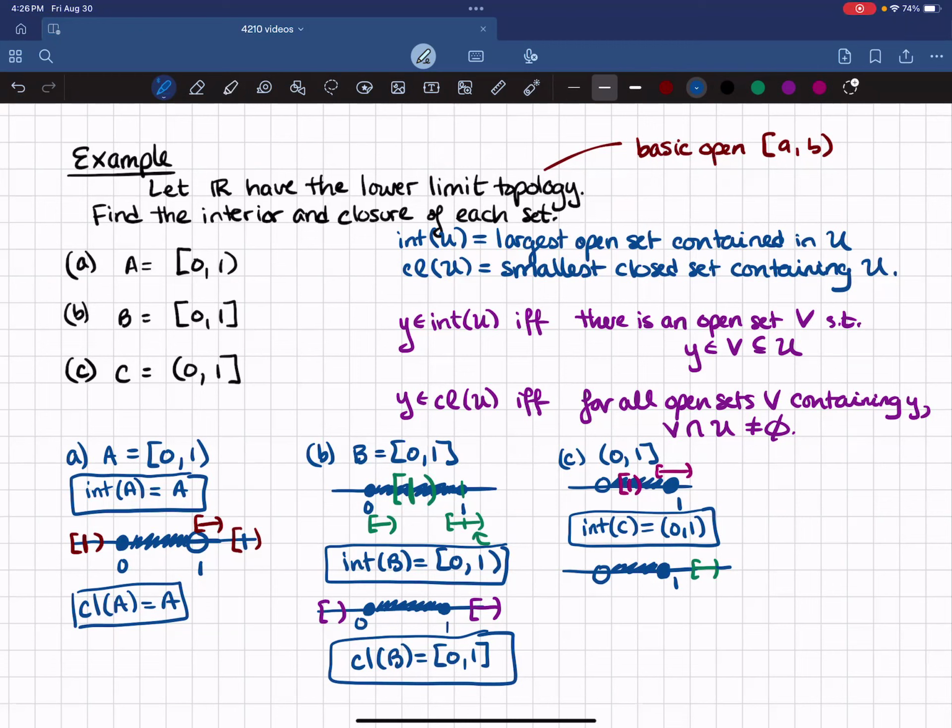If I have a basic open set that contains 0, then I claim that a little bit of it has to stick out above 0. I have to go a little bit to the right of 0. And so any open set that contains 0 will have to touch C. And so therefore 0 is in the closure. And so the closure of C is the closed interval, including 0 and including 1.